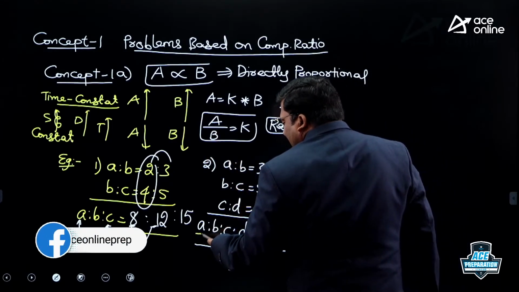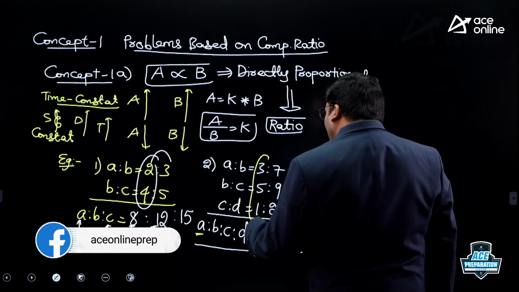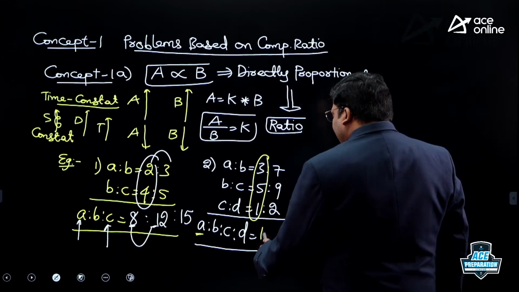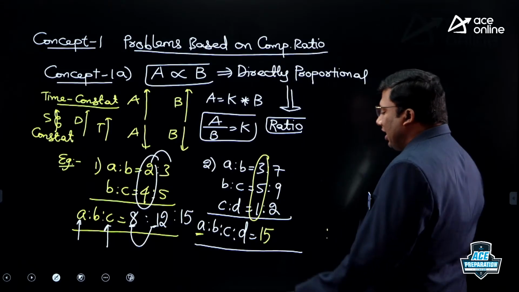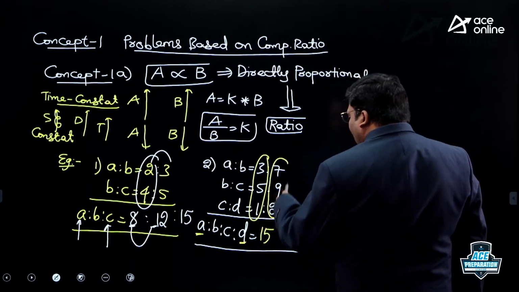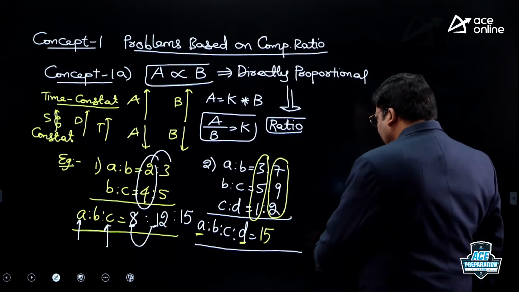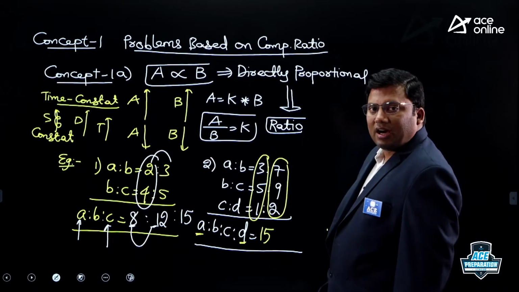What is the first variable? A. To get the first variable, multiply all the first values. 3 5s are 15, 15 1s are 15. To get the last variable, D, multiply all the last values. 7 9s are 63, 63 2s are 126. Are you all with me?